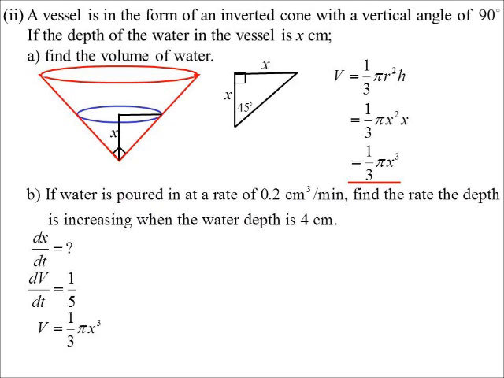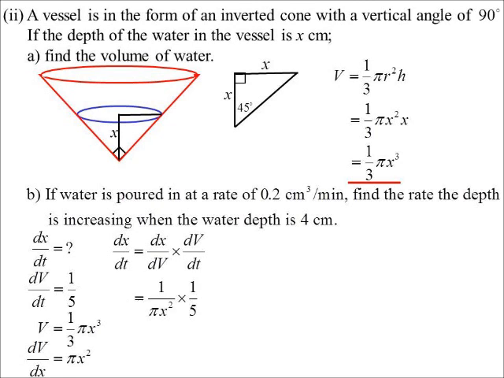There's the formula. It links volume and depth together. So V is 1/3 pi x cubed, we just found. So dV/dx is pi x squared. So subbing that in now, we can use our chain rule. dx/dt would be dx/dV multiplied by dV/dt. So dV/dx is pi x squared. Turn it upside down, we'll get dx/dV. So that's 1 on pi x squared. dV/dt, we were told, was 1/5. So there's our formula, 1 on 5 pi x squared.